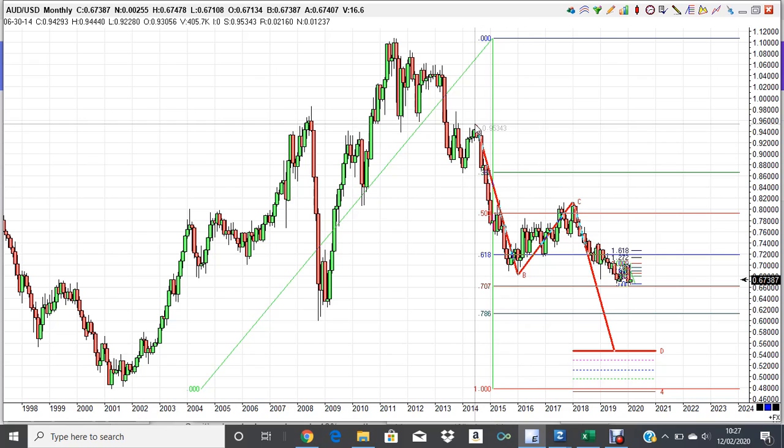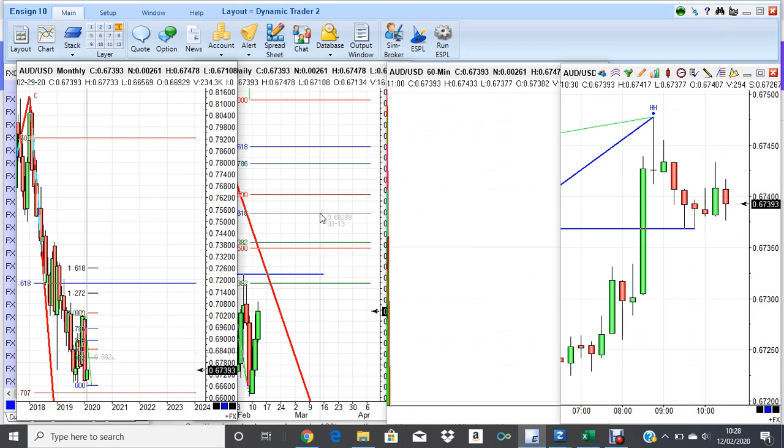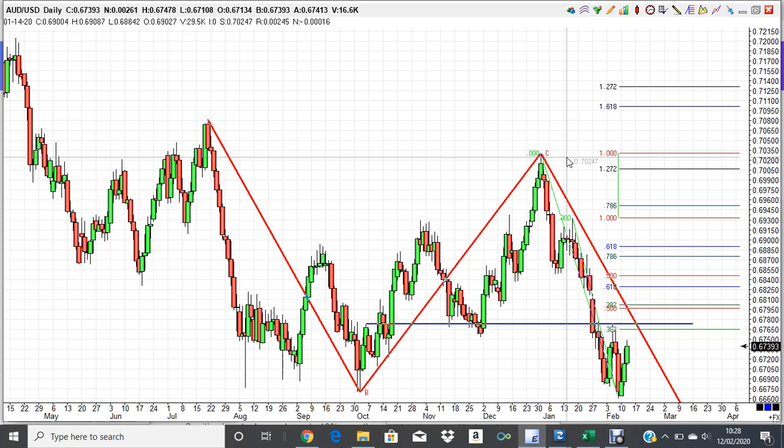And there is an ABCD off the high we made in 2014, and if this starts down, this is going to take it down to about 55. 55, that's down about 12 cents from where we are now. So if we come and have a look where we are on the daily chart, we can see clearly we've had a nice 3-day bounce off this swing low.